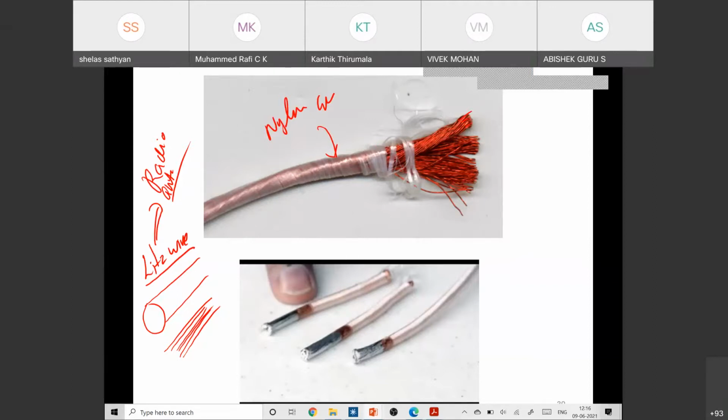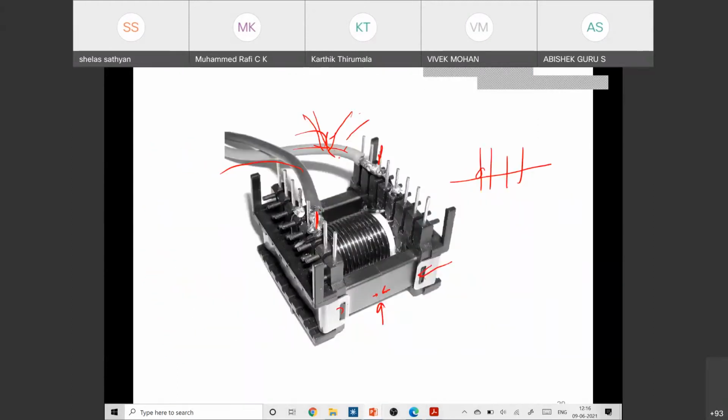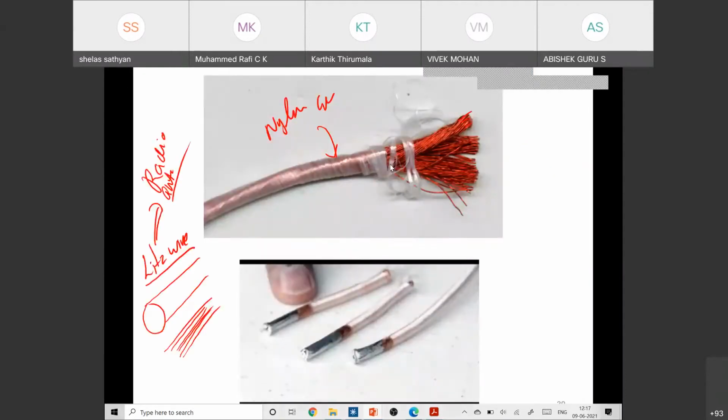When you want to connect this Litz wire, let us say instead of this copper wire, if I am using a Litz wire here, then at the end, when it is connecting with this pin, we have to completely remove this insulation. Only at the end, we have to remove the insulation and make it as one conductor.